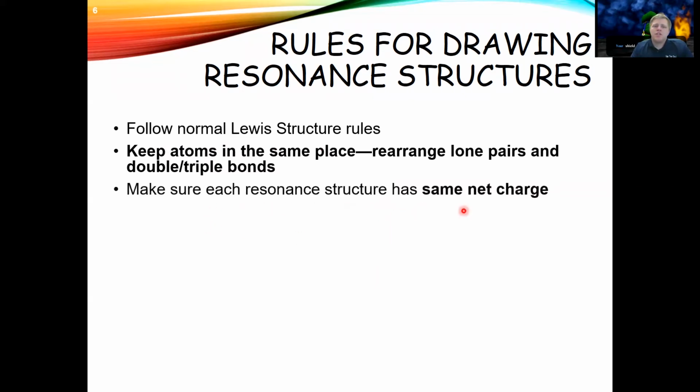And you want to make sure each of your resonance structures has the same net charge. You don't want to have one structure with one charge, another with a different charge, because then you're adding and subtracting electrons, which isn't what's happening here. Really what's happening is we're trying to describe the motion or location of these electrons.